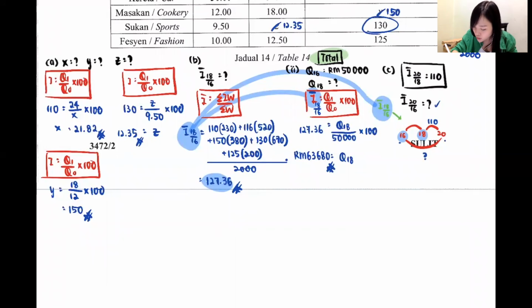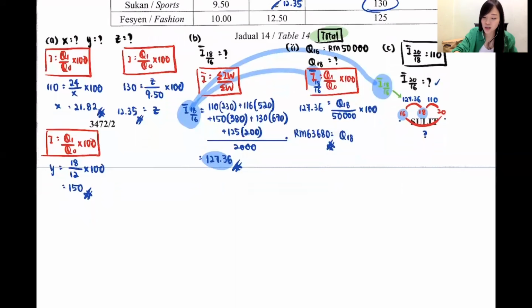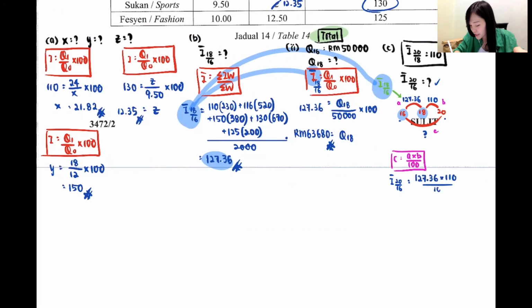So which value is it? Isn't it 127.36? Okay, so how do we do this? I hope you guys all know the formula. This one is A, this one is B, this one is C. The formula is C is equivalent to A times B over 100. So please don't write ABC in the exam. No one understands ABC. This one I created myself, okay? So the C is I dash 20 over 16. The A is the left eye, 127.36. The right eye is 110. Then divide by 100 to get the mouth part.